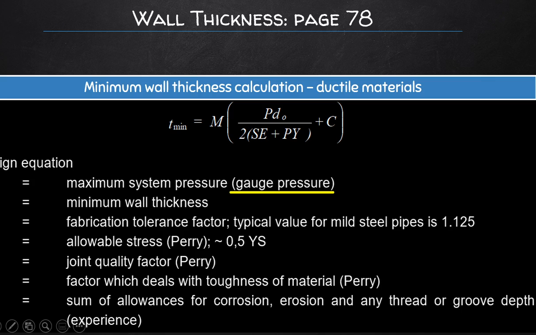Remember that the gauge pressure must be used here. Okay, since this is the pressure that the pipe will of course be experiencing, and not the absolute pressure. Also remember to check the units that are being used when you obtain values for the allowable stress, S, and the joint quality factor. These are obtained in psi. Okay, so just make sure that the units do work out and that you do end up with the correct units, usually in millimeters. Okay.